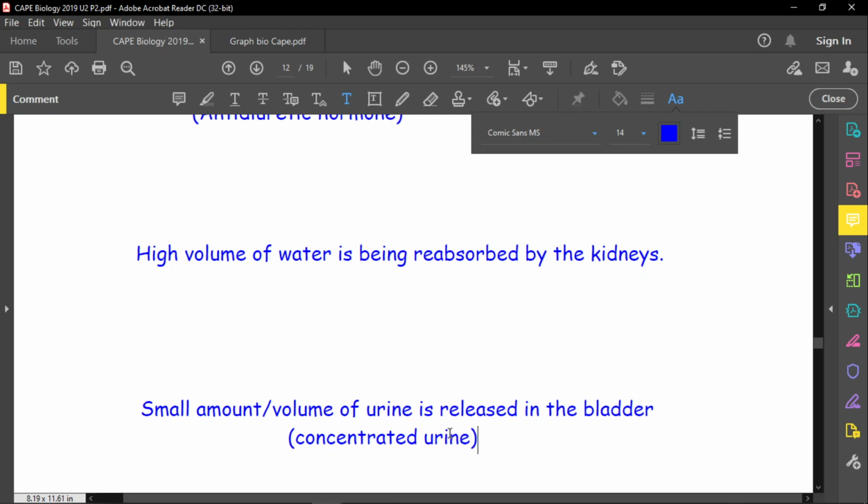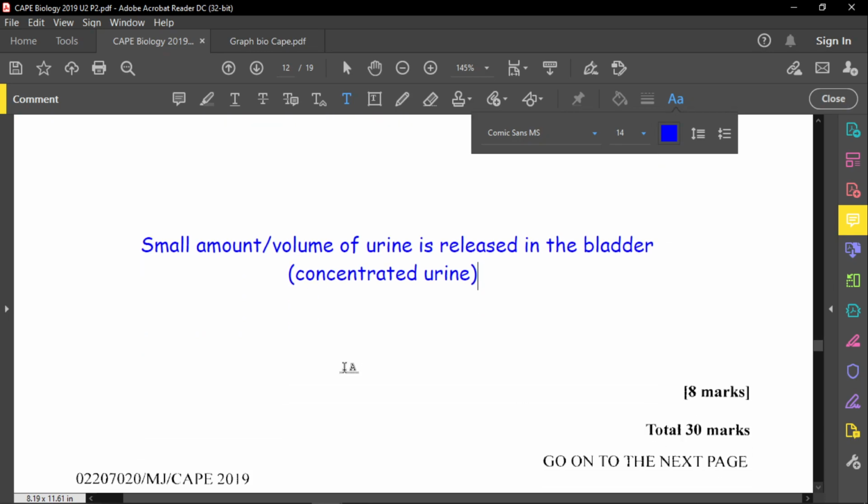All right. So great. Now the next thing will happen here. We're not finished yet. We're almost there though. The next thing that will happen after that is that you have a high volume of water released into the blood from the kidneys. Because remember, the kidneys reabsorb the water, so therefore you'll have a high amount or volume of water released into the blood.